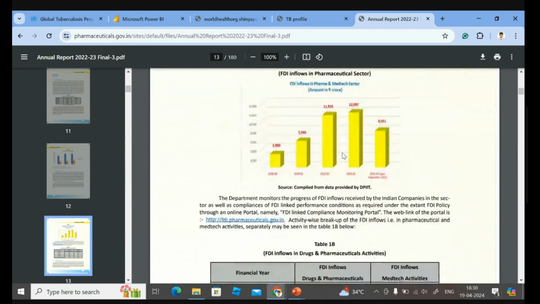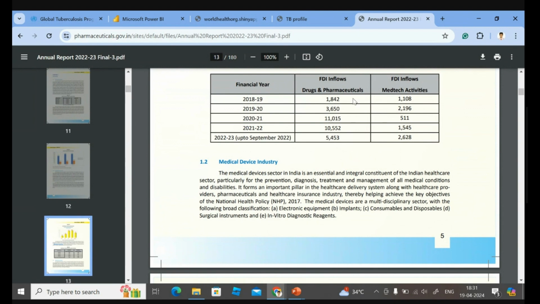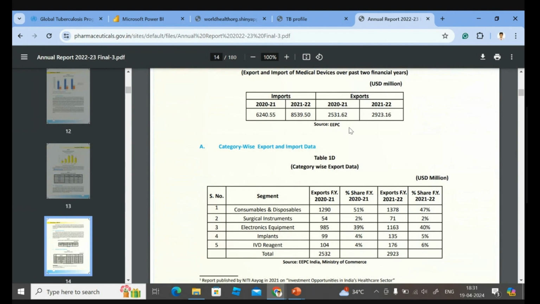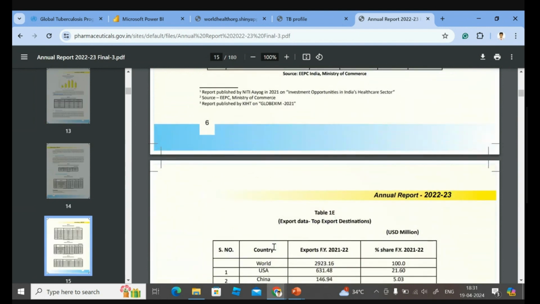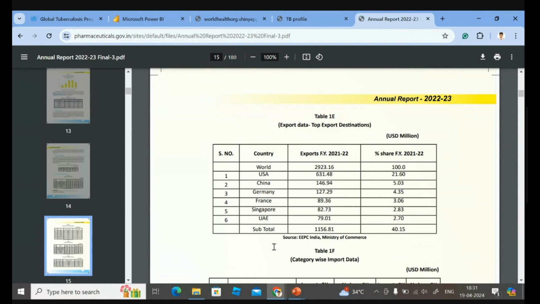FDI flow: what kind of companies are having foreign direct investment into the pharma and the medtech sector in terms of amount. And financial year, look at this one, flows, overall consumables, surgical instruments, a lot of data, implants, IVD reagents, many. That goes on and on. Export data, top export destinations. So where are our drugs going actually? A lot of them are going to which country?